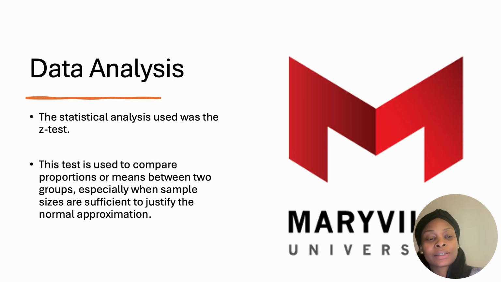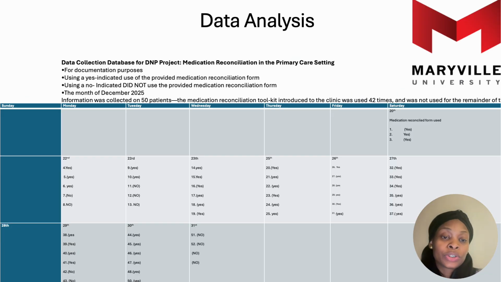For the data analysis, the statistical analysis used was a z-test. I ran SPSS using the Maryville Provider Statistician. And this test, the z-test, is used to compare proportions or means between two groups, especially when sample sizes are sufficient to justify the normal approximations. Going further into data analysis, this was the information that I collected in December, and this is the information that I used to obtain the results that I got.